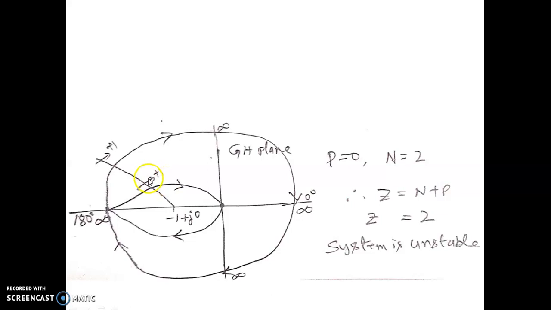Looking at this, if you see the value of n, it is plus 1 here. So actually n is equal to 2. P was actually 0. So Z becomes 2. So the system is actually unstable, because you have repeated poles at the origin. As soon as the value of k goes above 0, the system will become unstable, because two poles come onto the right hand side of the S-plane. Two closed loop poles come onto the right hand side of the S-plane. So this way we can say the system is unstable in this case.